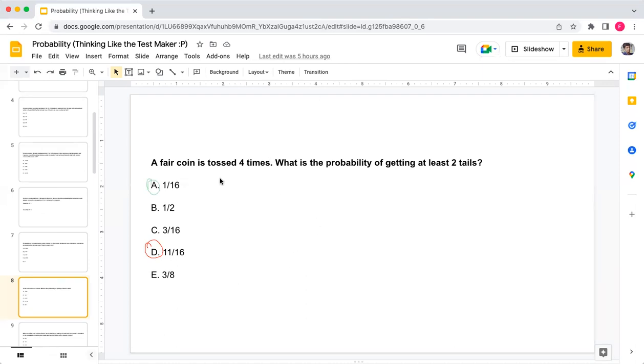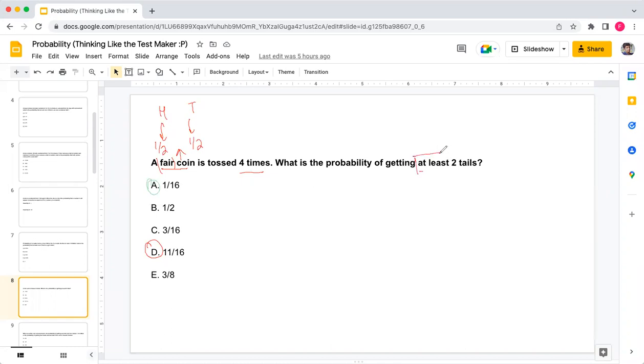So the question is saying a fair coin. First of all, this is fair, that means equal probability, and this is a coin. There are two options, head and tail. So the equal probability for head and tail, that will be 1 by 2 for head and 1 by 2 for tail. A fair coin is tossed 4 times. What is the probability of getting at least 2 tails?